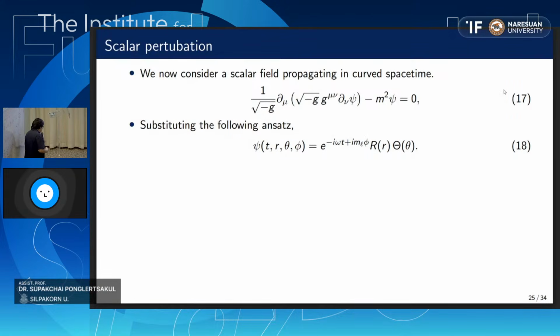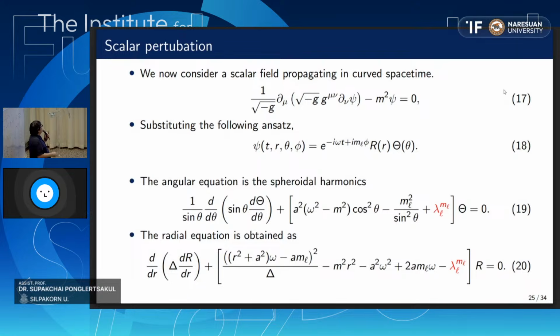And I've come to the last part of my talk, where we consider the scalar perturbation. So basically, we solve the Klein-Gordon equation in curved background with the rotating black holes. And for the rotating one, the angular equation and the radial equation look like this, where equations 19 and 12 are linked by the separation constant lambda.